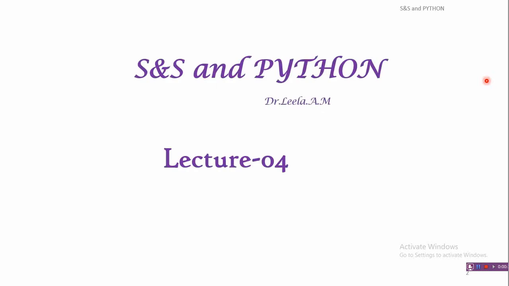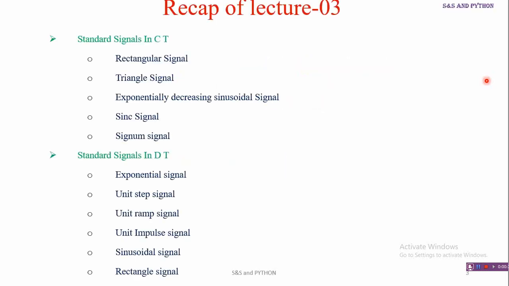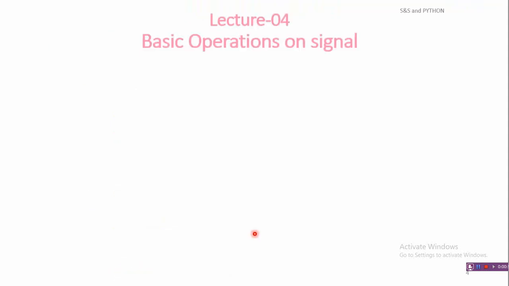Today is the fourth lecture. Let us have a recap of what we covered in the third lecture. In the third lecture, we continued with the standard signals in the continuous time domain: rectangular, triangle, exponentially decreasing, sinc and signum signals. And we also learned the standard signals in the discrete time domain: exponential signals, unit step signal, unit ramp, impulse, sinusoidal and rectangle signals.